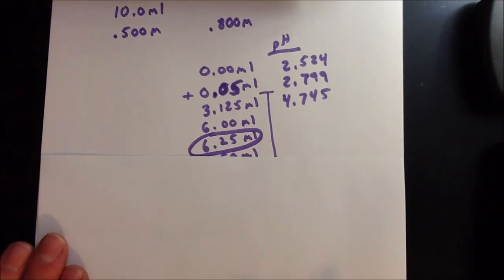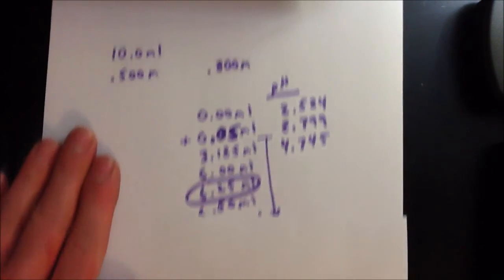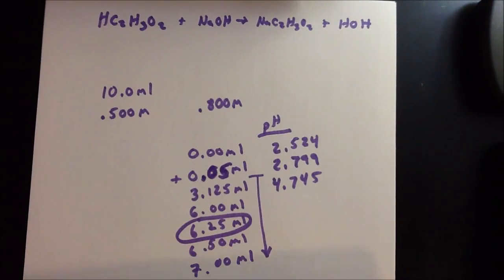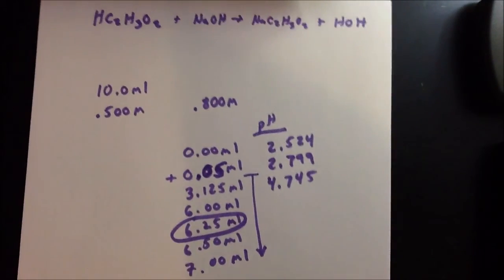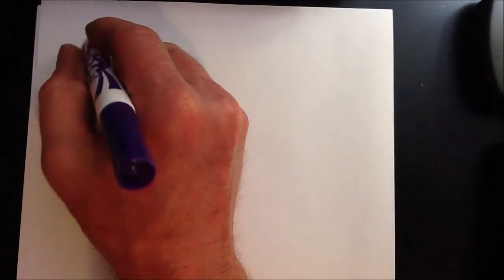Alright, so moving on with the next calculation. Now we've got our 10 milliliters of 0.5 molar acetic acid, and at this point we're going to have 6 milliliters of 0.8 molar sodium hydroxide. So again, stoichiometry is the first step.